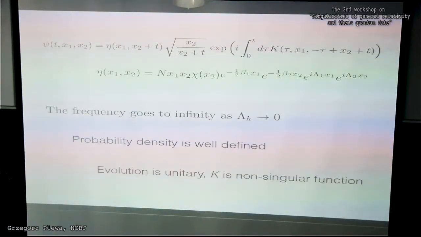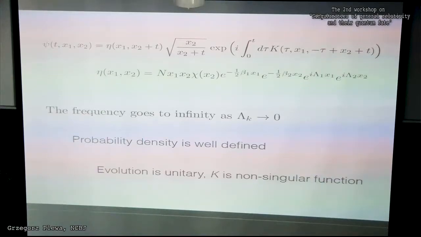Now, having said that, we can write down the function psi, and this is given by these two simple formulas. What is non-trivial here is the integral over the k function, which has to be performed.